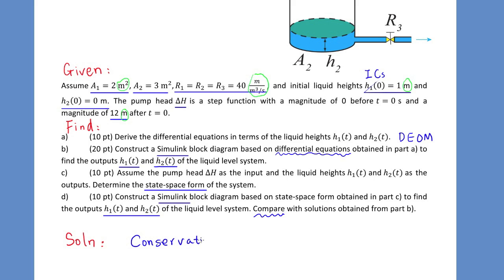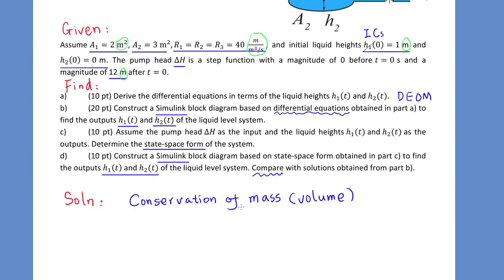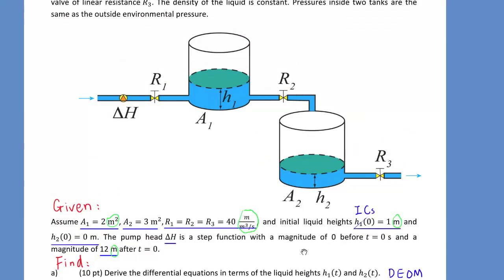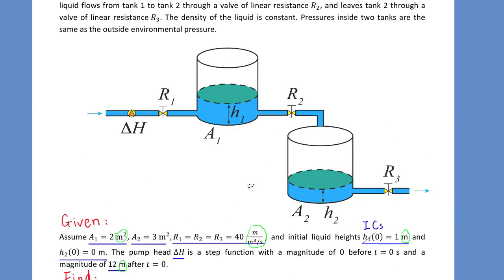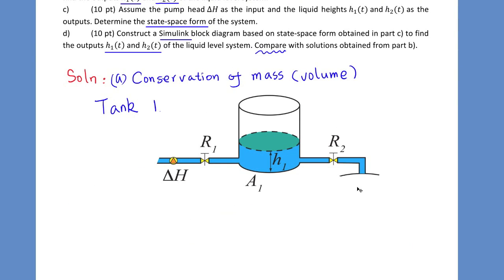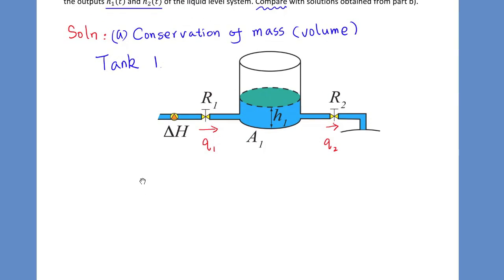So in order to establish the differential equations governing the behavior of these two tanks, we will be using the principles of conservation of the volume. Let's start with tank number 1. Choose the control volume. We know the flow rate in and flow rate out can be calculated based on the level difference.